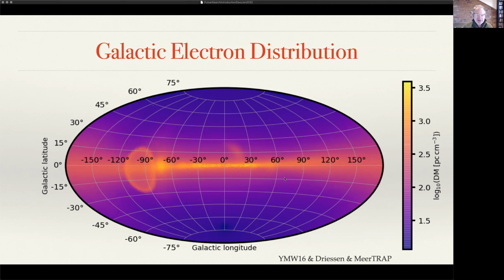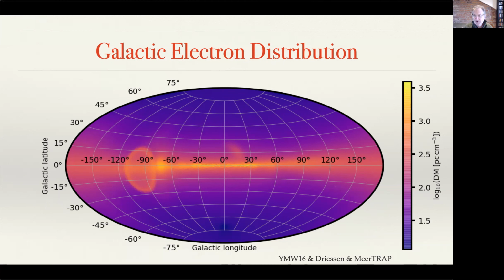So this is a so-called Aitoff projection showing the galaxy. Here along this axis is the galactic plane. This region in here is the galactic center. And you can see the variation in the dispersion measure here. This is a logarithmic scale, so it varies all the way up to a few thousand right in the galactic center here. So depending on where you're looking, the dispersion measure can be very different.